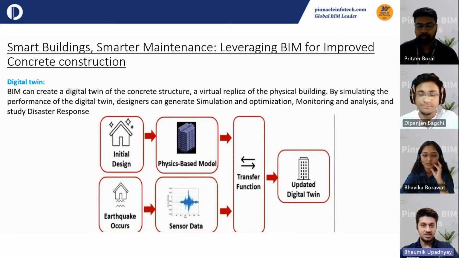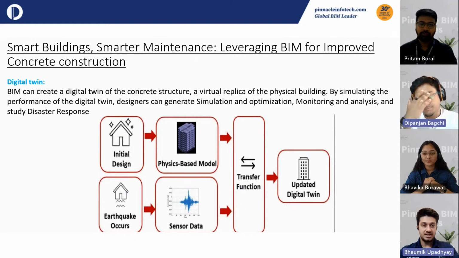One more thing that I will add to this is that, just like we have a digital twin for facility management, a BIM-based digital twin can be used to monitor and analyze the performance of a structure in real time. Sensors can be integrated into the digital twin to collect data on the structural health of the building, such as temperature, humidity, and strain. This data can then be analyzed to identify potential issues before they become major problems.